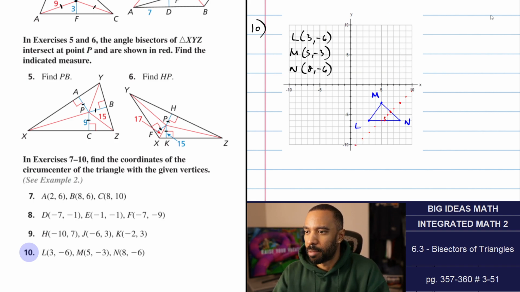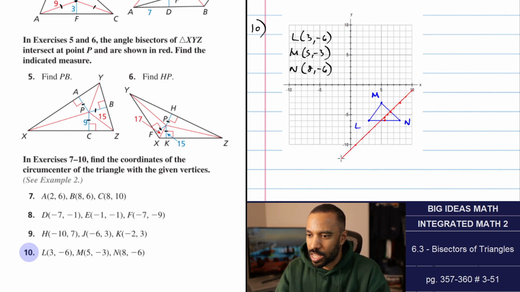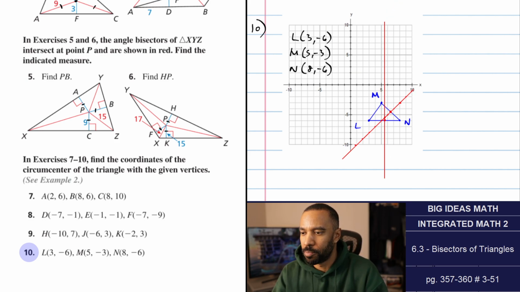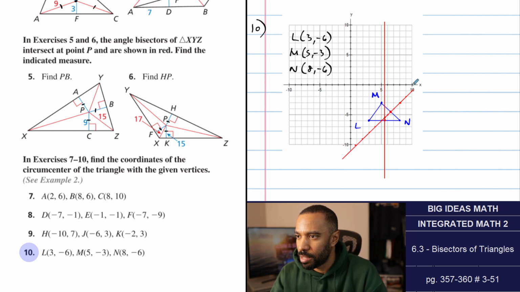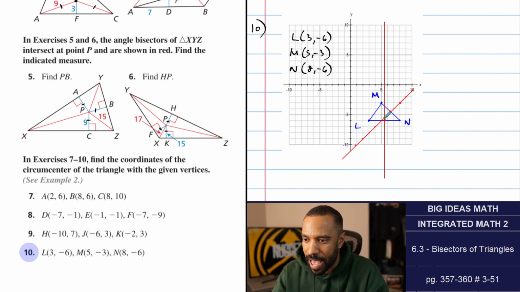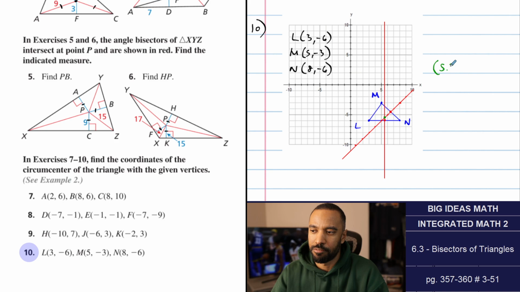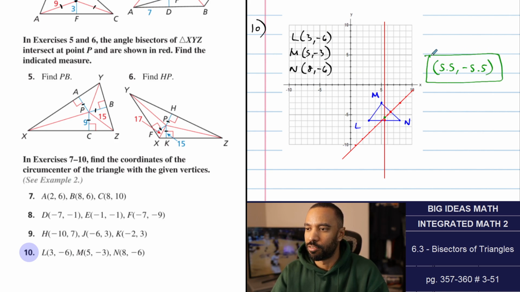And let's go ahead and make that happen. So this perpendicular bisector for side MN will be like that. Perpendicular bisector for side LN will be, again, between those two, like that. Boom. And it's not hitting at a pretty point, but it is still a point indeed. And it's at halfway marks here. So this one is at 5.5, comma, -5.5. That appears to be the circumcenter for number 10.